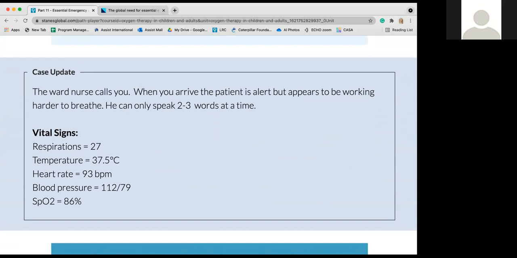So yeah, the ward nurse calls you. When you arrive, the patient is alert but appears to be working harder to breathe. He can only speak 2 or 3 words at a time. The respiratory rate is very high, 27, temperature 37.5, the heart rate is 93, the blood pressure is 112/79, and the oxygen saturation is 86%.